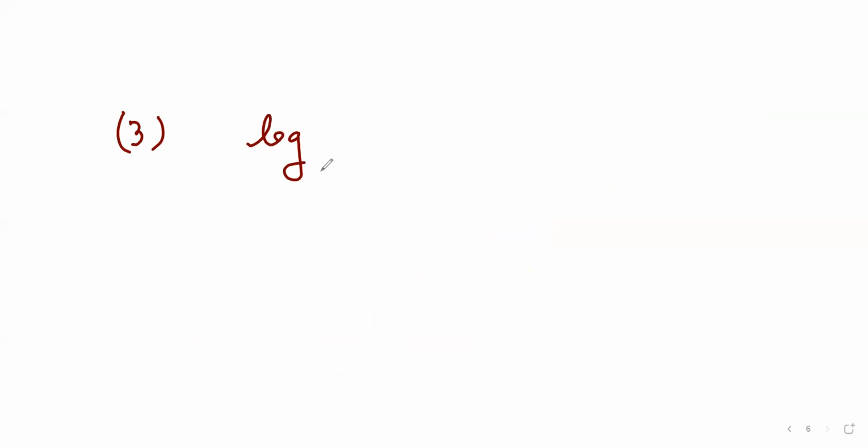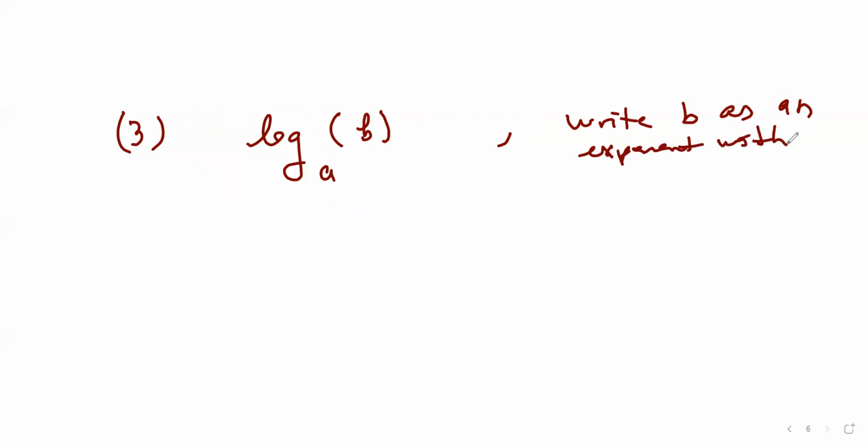Now, property 3. I have log base a, and then I have b here. These two are not the same, because if they're the same, you get 1. If they're not the same, then what happens? Well, then I will write b as an exponent with base a, if possible. It may not be possible, but if I'm doing things by hand, then it should be possible.